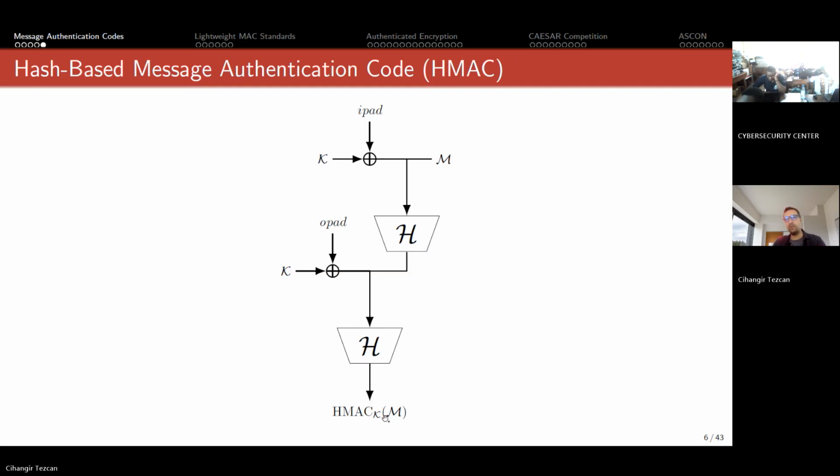Okay. So, of course, one question is, do we need the calculation of this hash function twice? What happens if I remove these parts? As far as I know, it's still secure and there is no attack. Okay. But it was designed like this to prevent some problems, and this is what people generally use for message authentication code.